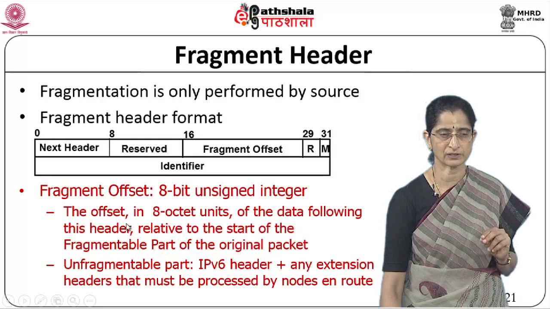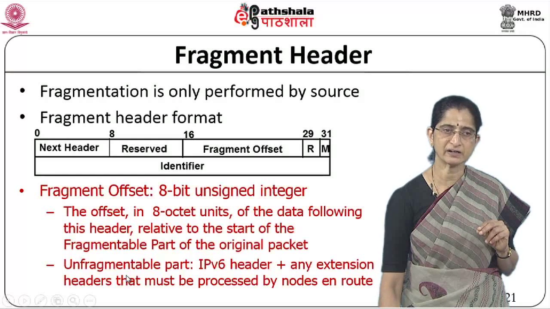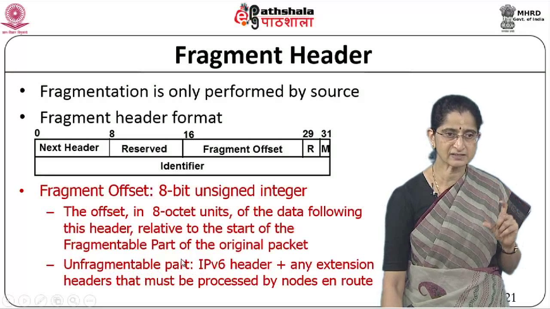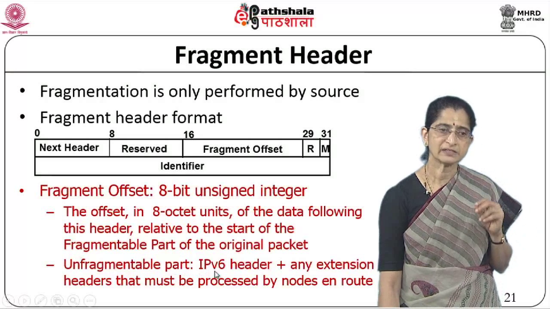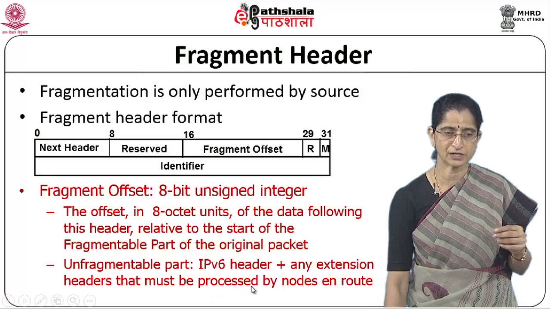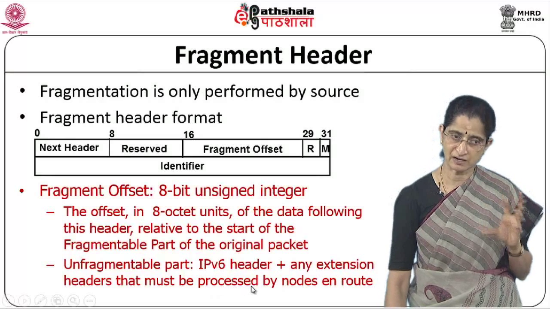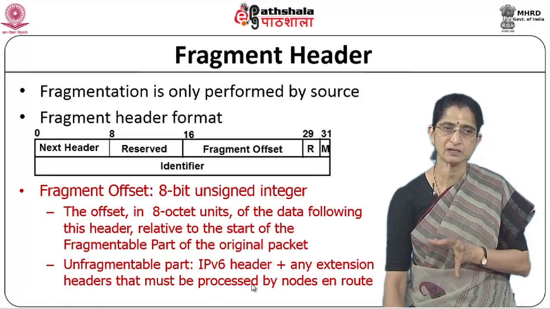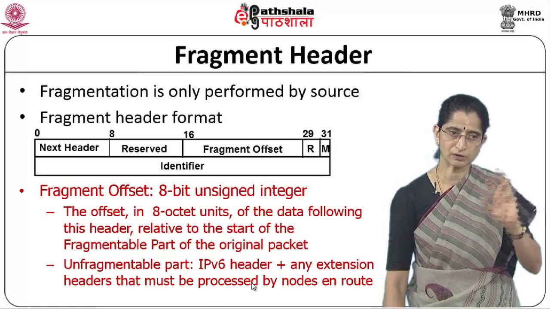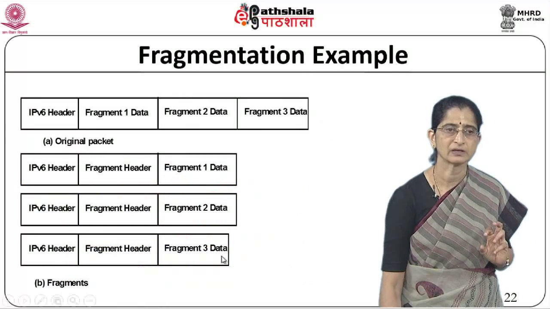That is what is specified over here. Now we talk about a fragmentable part and an unfragmentable part. Now what is the unfragmentable part? The IPv6 header itself is obviously unfragmentable. The IPv6 header plus any extension headers that must be processed by nodes en route. So those have to be left as an unfragmentable part, whereas the rest of the things can be fragmented, okay. So that is what will be specified by the fragment offset, okay.